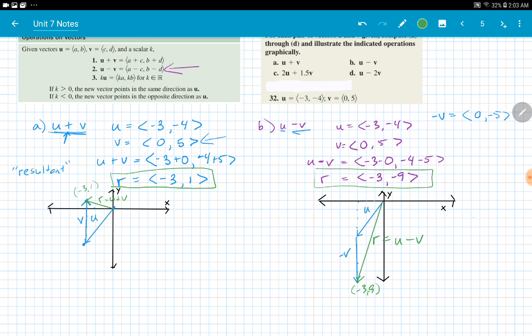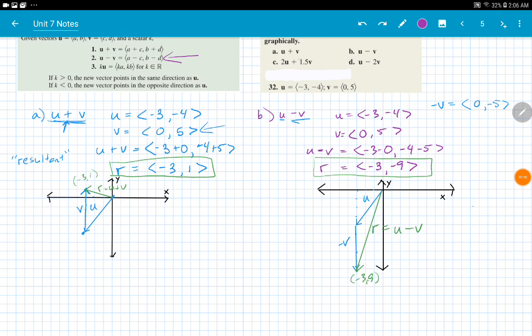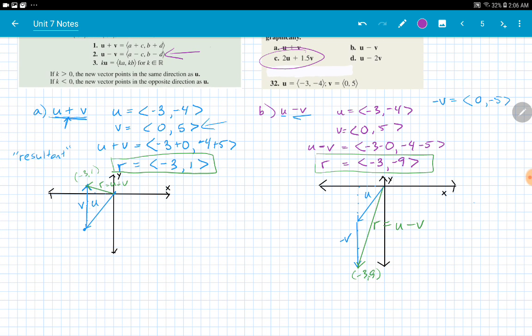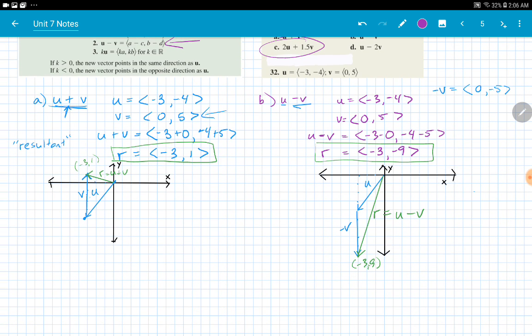All right, let's move on to C and D. With C, I have to do some multiplication first before I do the addition. So I need to find the vector 2u, and I need to find the vector 1.5v. For C, I still have the vector u equal to negative 3, negative 4.